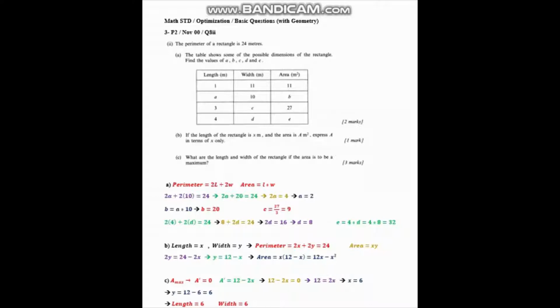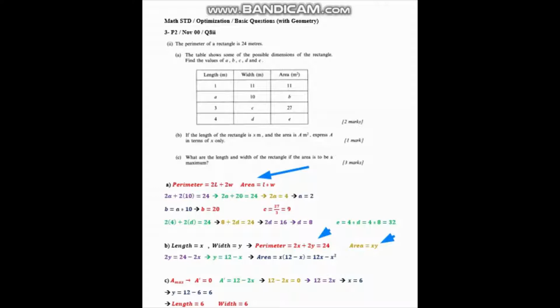So in B we are told, if the length of the rectangle is x and the area is A, express A in terms of x only. So let's just assume that the width is y and the area shall be x times y, length times width, and the perimeter shall be 2x plus 2y equals 24. So similar to these equations, but instead of L and W, we shall use x and y.